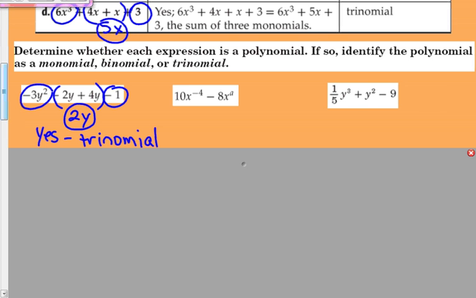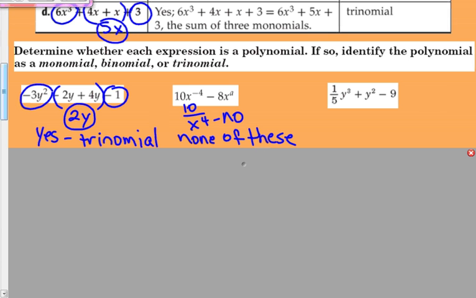Okay, the next one. Well, we have x to a negative 4. Well, we'd have to rewrite that to put it 10 over x to the 4th, which means no, because you cannot have a variable in the denominator. So this is none of these. It's not a polynomial or a monomial or a trinomial or a binomial.